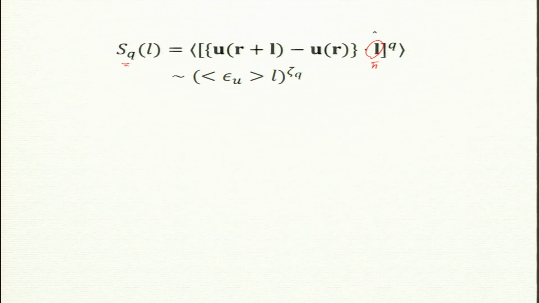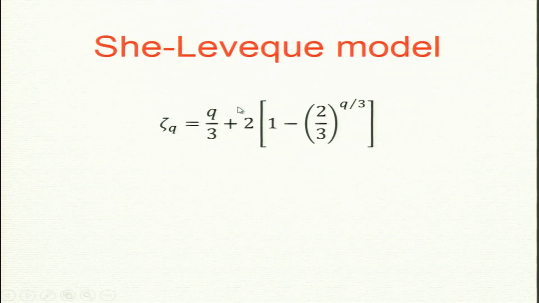Okay. So, by dimensional arguments, it is epsilon u L to the power zeta q, where zeta q is unknown, and this is called the exponent of the structure function. Now, I put an average because epsilon u is fluctuating. What Kolmogorov says is it is kind of an averaged epsilon u. So, use epsilon u, and the idea is to estimate or obtain zeta q.